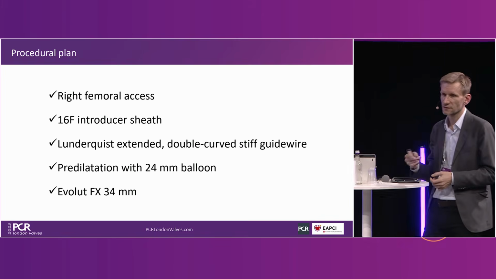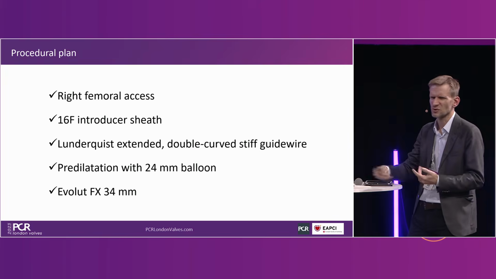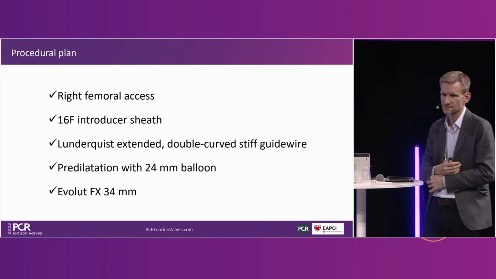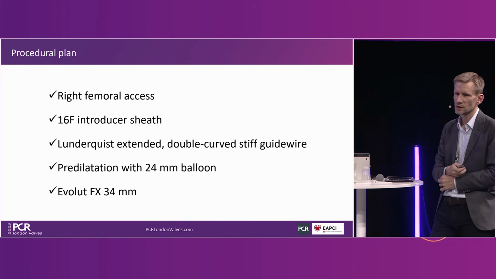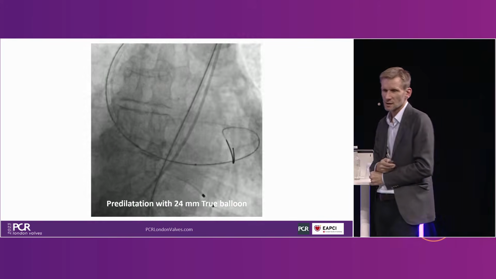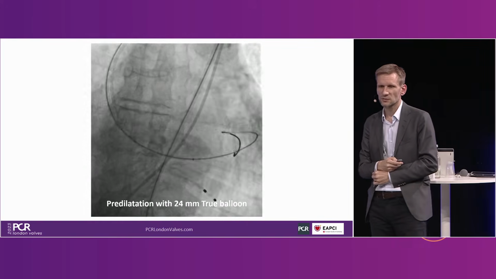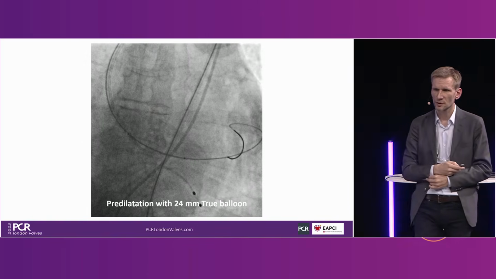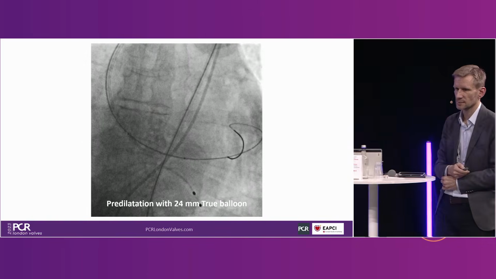Then it's a double curved extended stiff guide wire, which is almost like a Safari, to be honest. It's not like the Lundquist like we know from the past. Predil 24 and an Evolut FX 34. So what did I do? Here, first pre-dilatation with the 24 millimeter. Went smooth, no problem. I think the wire is properly positioned.